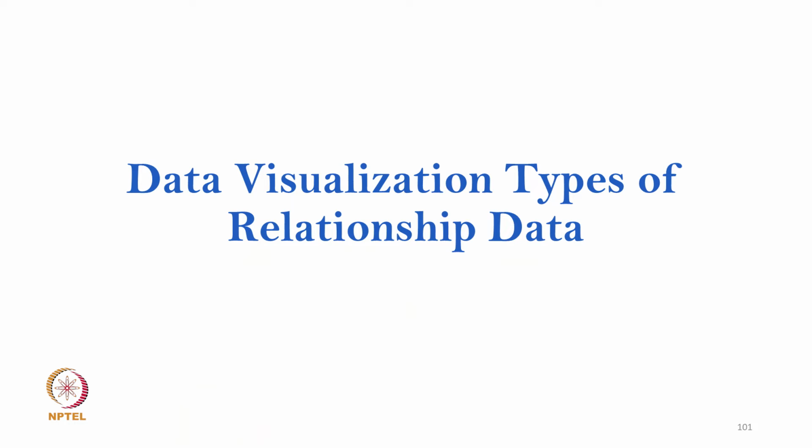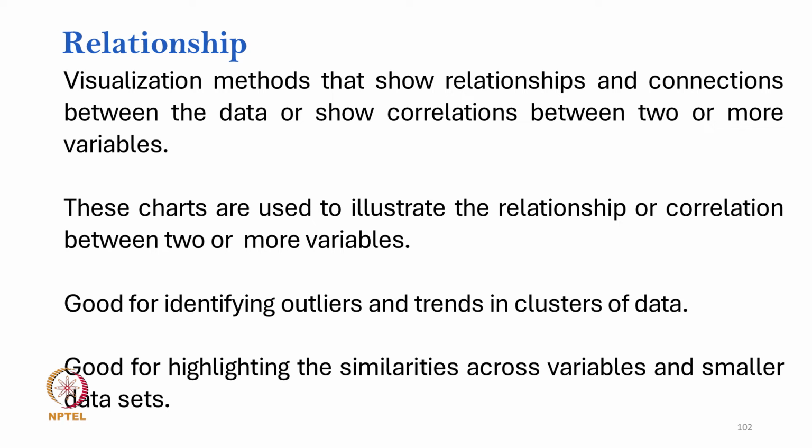So now let's look at the types of visualizations, how we can visualize the relationship data using the different types. Relationship visualization methods show the relationship and connections between the data to show the correlation between two or more variables. This kind of chart is used to illustrate the relationship or correlation between two or more variables, and these are good for identifying outliers and trends in clusters of data. These also highlight the similarity across the variables and smaller data sets.